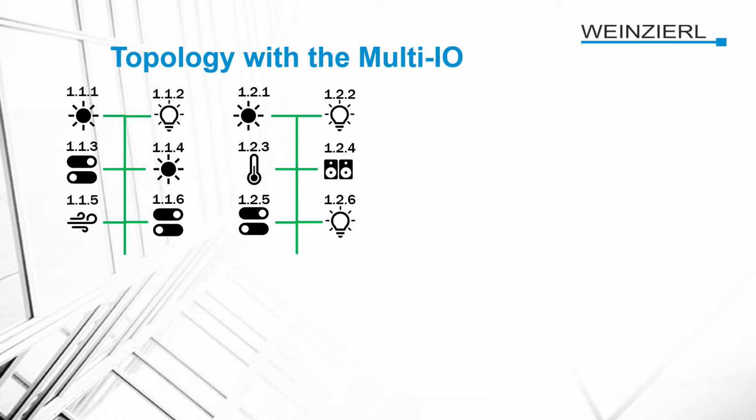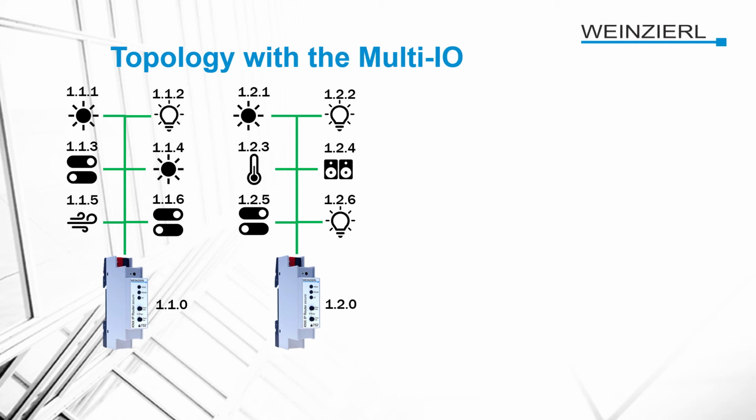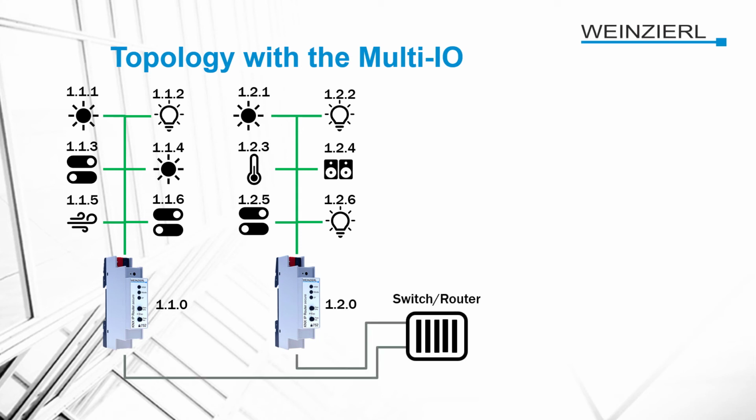Therefore we implement a KNX IP router for each line. Both of them get a physical address. The IP router of the first line has the 110 and for the second line the 120. And then both of them are connected to the network infrastructure via a switch or the router. So now it is achieved that all devices can communicate with each other. So the first line can communicate with the second line. And now it is really simple to implement a KNX IP only device.